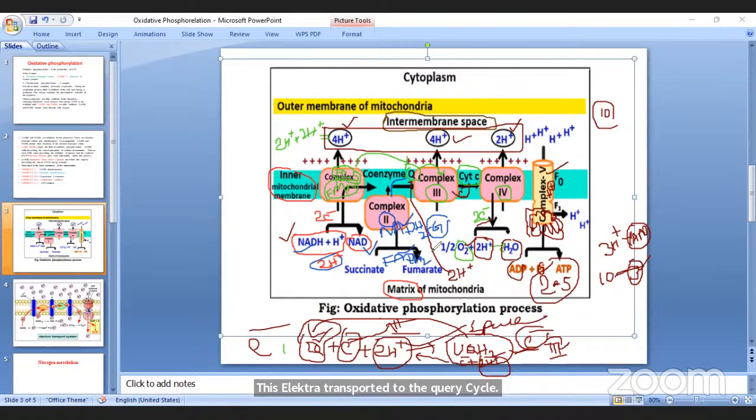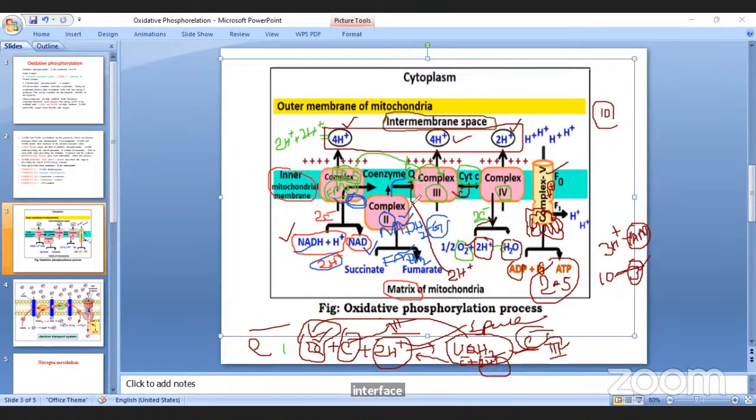But what happened in complex 1? In complex 1, when the electrons are released, it produces high energy. And also complex 1 has a proton pumping factor. That's why in complex 1, the energy released from the electrons is utilized for the pumping of protons from the matrix towards the intermembrane space.